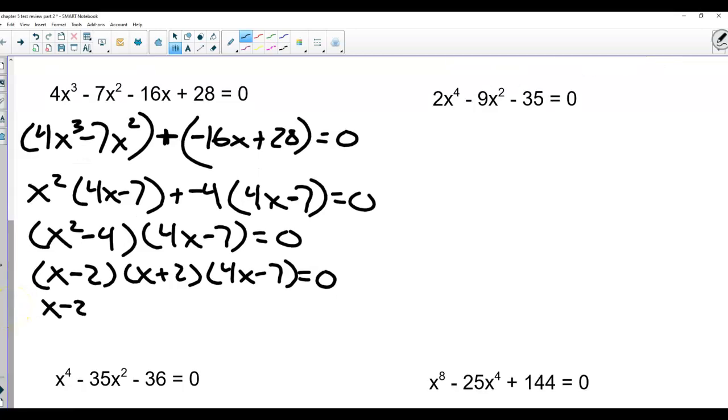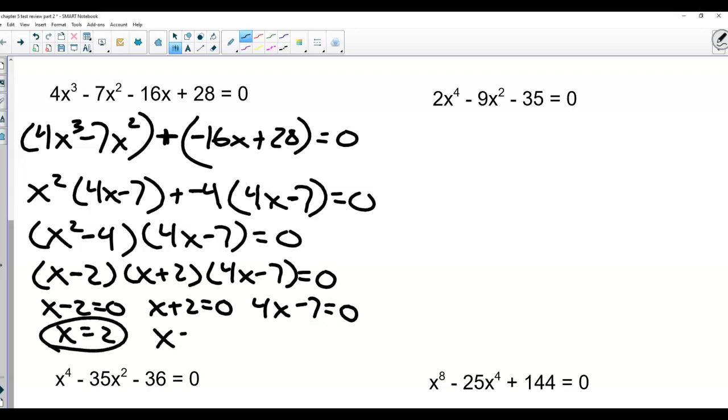And then you set each one equal to 0, and you solve to get your answers. Here we get x equals 2. Here we get x equals negative 2. And here 4x equals 7, so x equals 7/4.